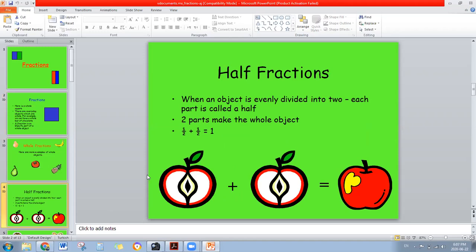Just like this apple. When an object is evenly divided into two parts, each part is called a half. To write the half, the number above the line is 1, and below the line you have 2. Why 2? Because you have two equal parts, and you took one part. So it is 1 over 2, or half.